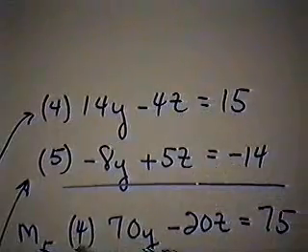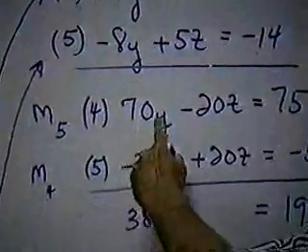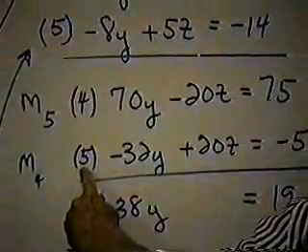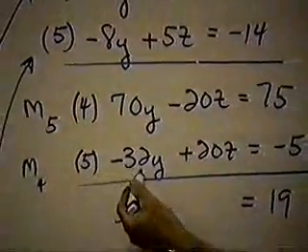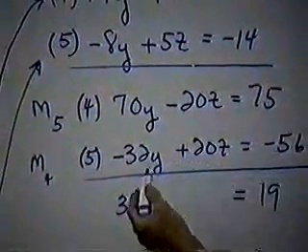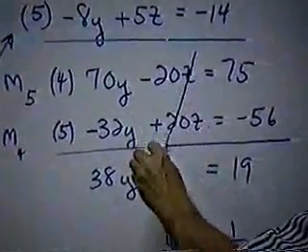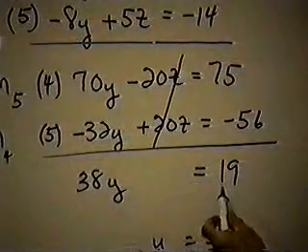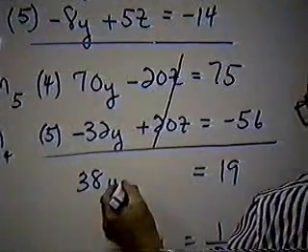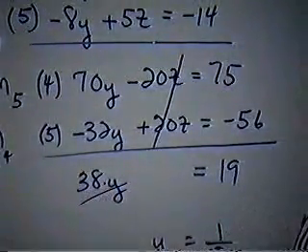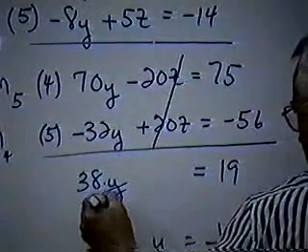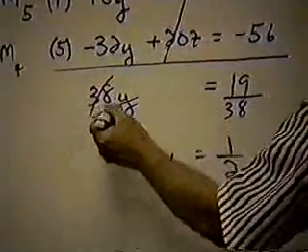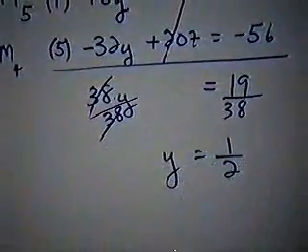Multiplying equation 4 by 5, I get 70y minus 20z is equal to 75. Multiplying equation 5 by 4, I get this. Adding now, we come down and the z's drop out, and we get 38y is equal to 19. Now how do I solve for y? I divide. These are connected by multiplication, so to move it across, I do the opposite operation. And so the 38's are gone, and I get y is equal to 1/2.